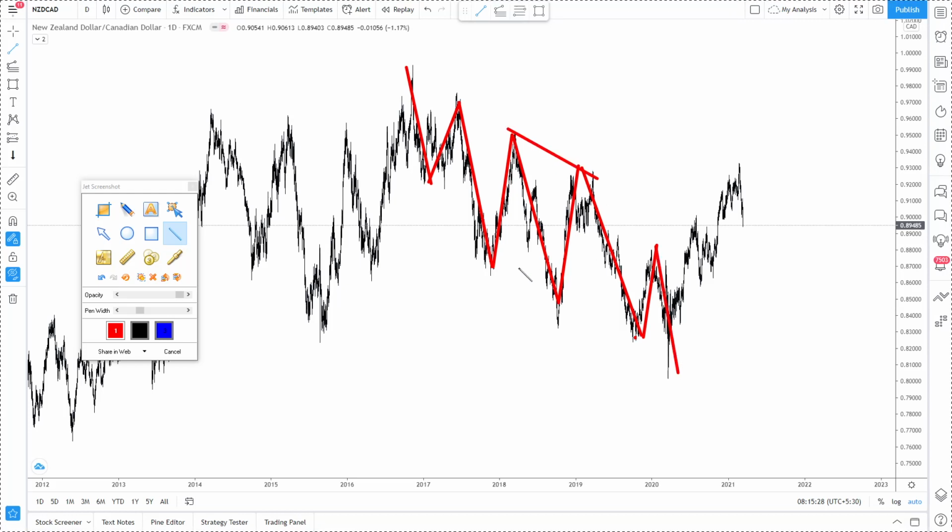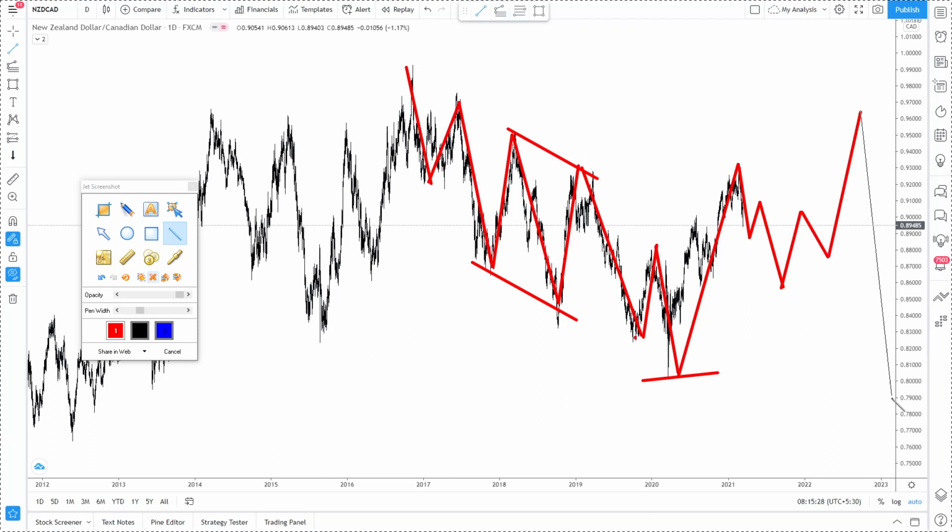So here, if this is a connecting wave, this is a W, this is an X, and this is the Y, it means this is the end of that correction, and this is a new impulsive wave. After the three-wave structure it could again make one impulsive wave to the upper side, and then again it may fall. So that is why I have a different alternative view also here.